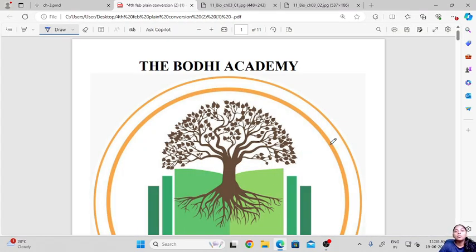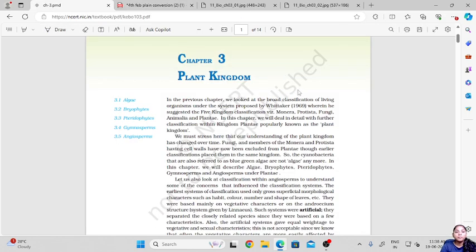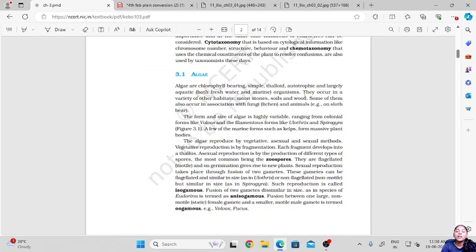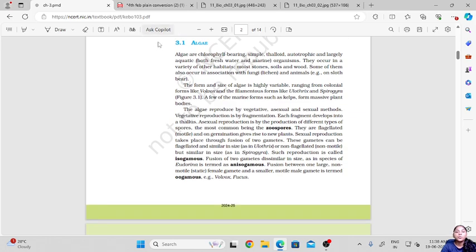In today's video, we'll start with 11th Science, 3rd chapter, that is Plant Kingdom. In this chapter, basically we are learning all about the plants, the chlorophyll bearing organisms which can synthesize their own food. So basically here we'll learn about all the different types of plants, all the different categories which come under the kingdom Plantae, all the divisions.